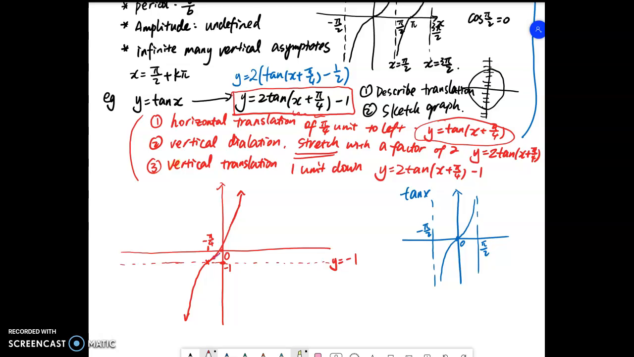So now my question is, what is the y-intercept? How are you going to calculate the y-intercept? By substituting x equals 0. So for the y-intercept, which you need to know how to calculate, x equals 0, y equals 2 tan(0 + pi/4), take 1. So 2 tan(pi/4) is 1, take 1 is 1. So that's my y-intercept, which is 1.